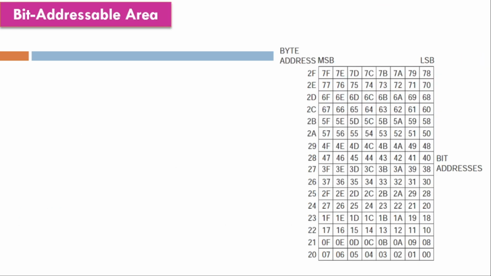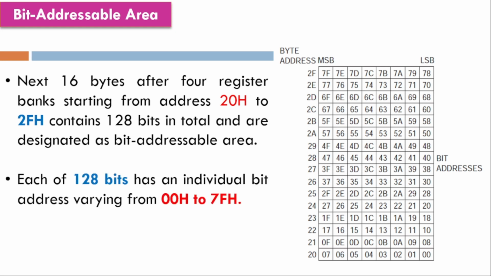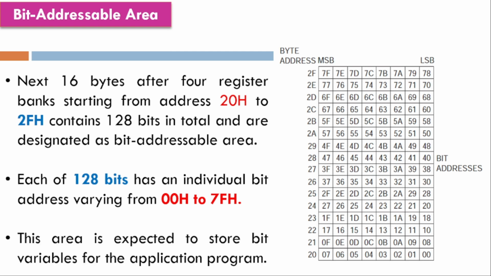Next, 16 bytes after the 4 register banks, starting from address 20 hex to 2F hex, contain 128 bits in total and are designated as the bit addressable area. Each of the 128 bits has an individual bit address varying from 00 hex to 7F hex. This area is expected to store bit variables for the application program.